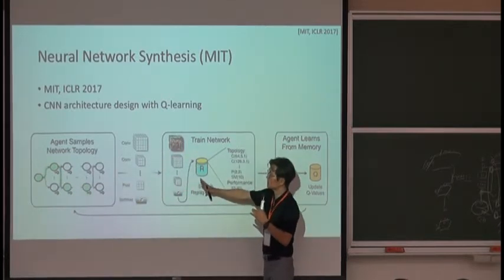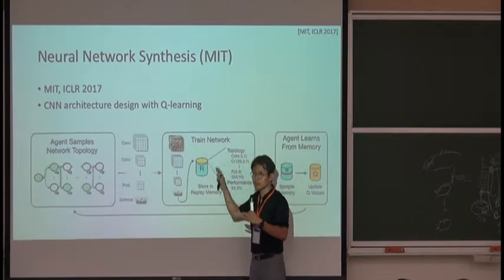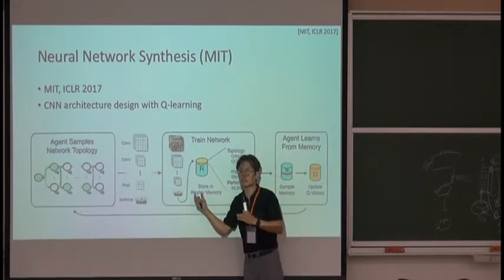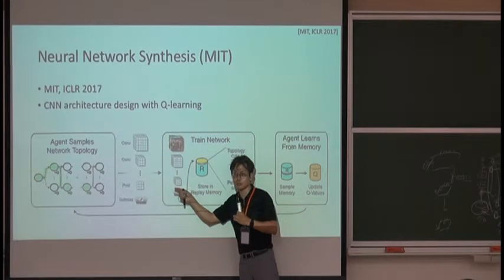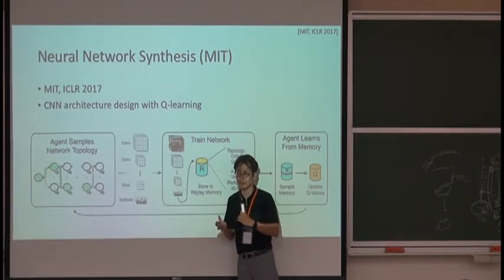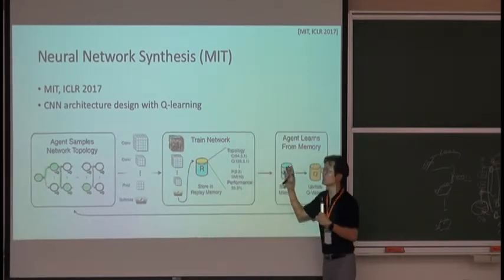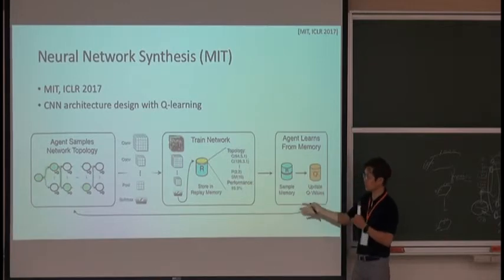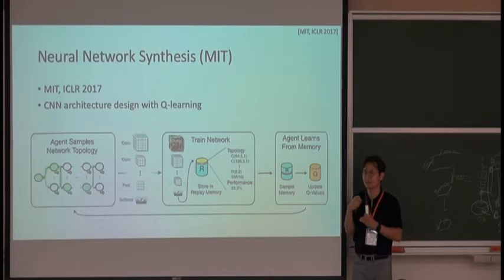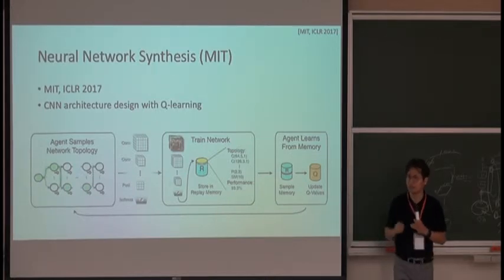After the generation, you train the network. And then you can evaluate the quality of the generated network in terms of error, right? And then you memorize the results using, in this case, Q-learning, weighted sum using some data.